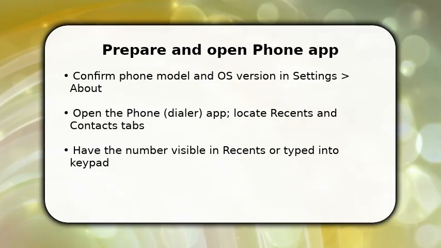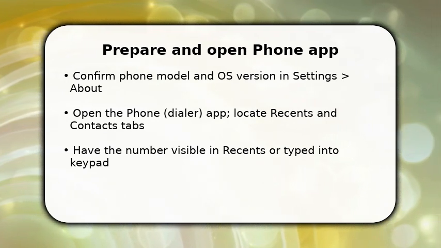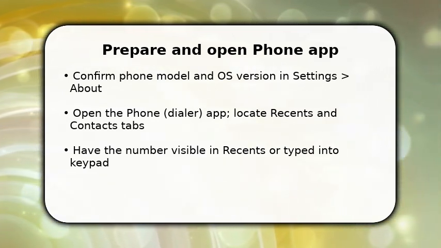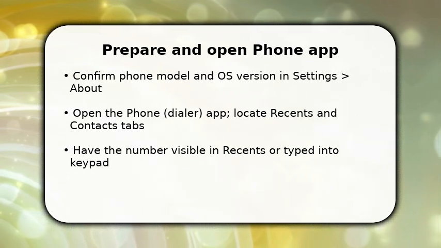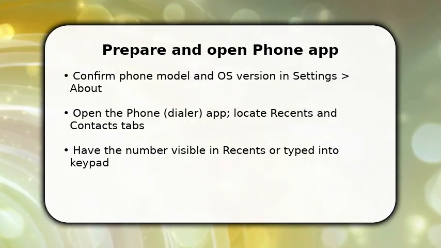You start by confirming your Nokia model and OS so you know which menu labels appear. Once done, open the phone app and go straight to Recents or Contacts. This is where blocking options live.